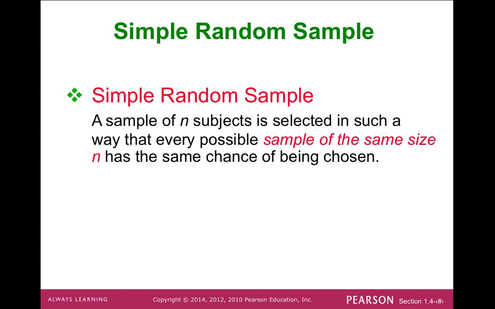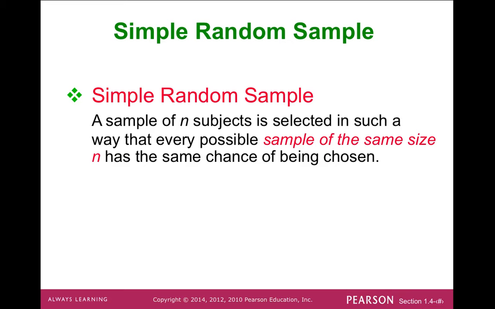Okay, so let's talk about what a simple random sample is now. The technical definition for a simple random sample is a sample of n subjects is selected in such a way that every possible sample of the same size n has the same chance of being chosen. Whew, that is a workout. So let me tell you what that actually means.